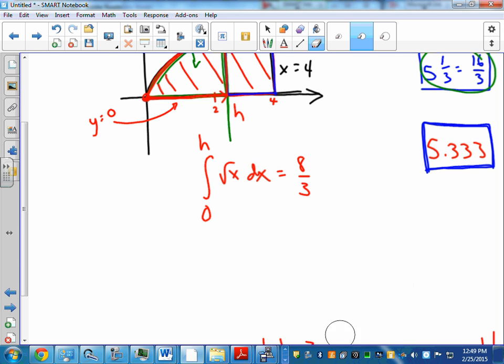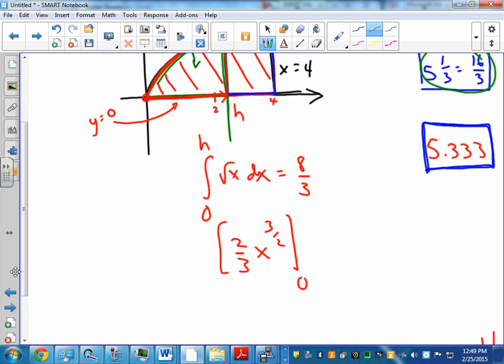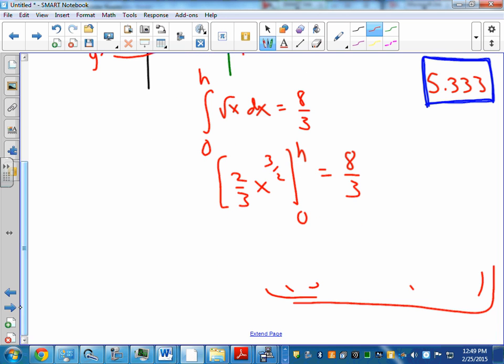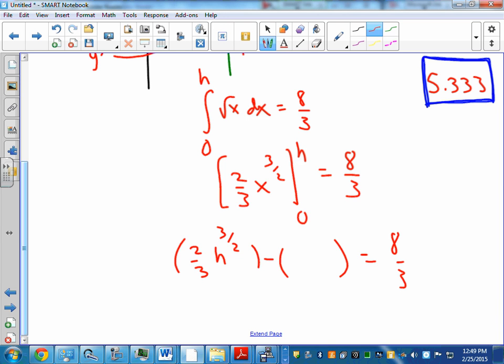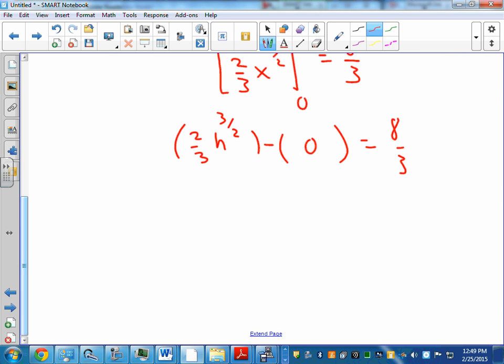Now here the calculator doesn't do us any good. So we're going to have to actually get the antiderivative, 2/3 x to the 3/2, evaluated between 0 and h, is supposed to be 8/3, using the fundamental theorem. On the left side of the equal sign, we have parentheses minus parentheses, and we still have 8/3 over here. So we have 2/3 h to the 3/2. This is again 0, which just goes out. So we have 2/3 h to the 3/2 is equal to 8/3.